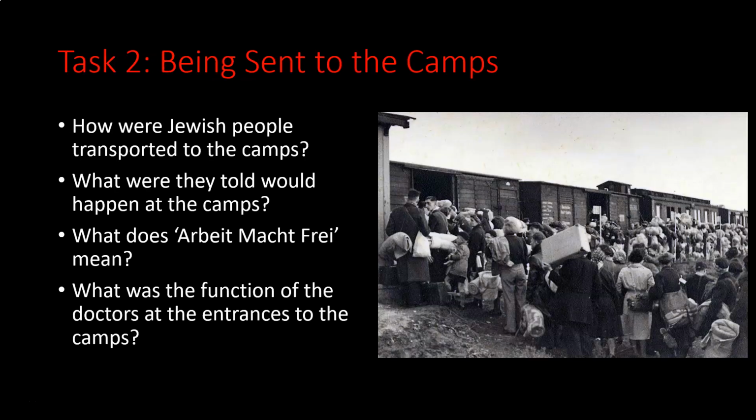So, task two is going to be looking at these questions on the board, which I'm going to discuss in a moment. Most of this information is also in the booklet, so of course I'm advising you to read the booklet as well. I want to know how were Jewish people transported to camps? What were they told would be happening in the camps? What does Arbeit macht frei mean? And I apologise for my pronunciation, I could be very wrong. And what was the function of the doctors at the entrances to the camps?